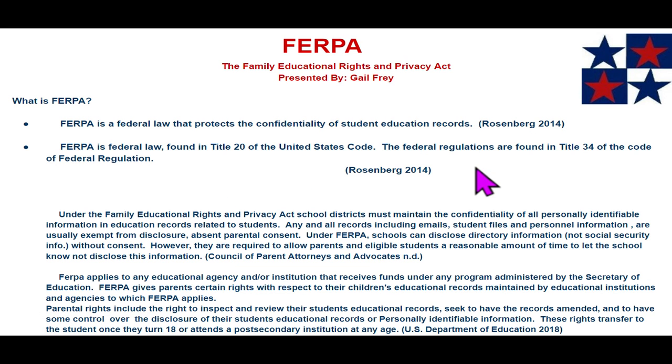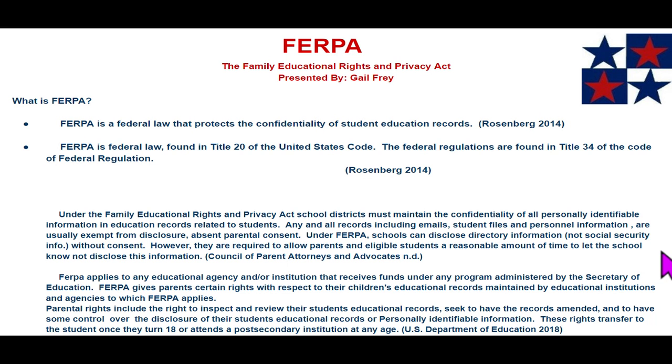Under the Family Educational Rights and Privacy Act, school districts must maintain the confidentiality of all personally identifiable information in education records related to students. Any and all records, including emails, student files, and personal information, are usually exempt from disclosure, absent parental consent. Under FERPA, schools can disclose directory information, but not social security numbers or info without consent. However, they are required to allow parents and eligible students a reasonable amount of time to let the school know not to disclose this information.